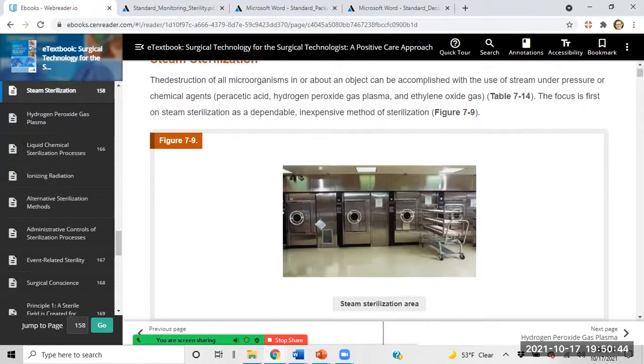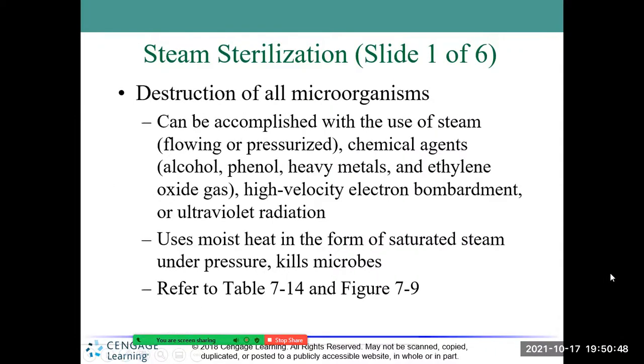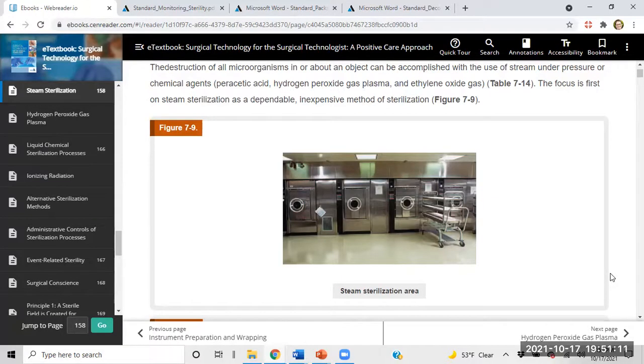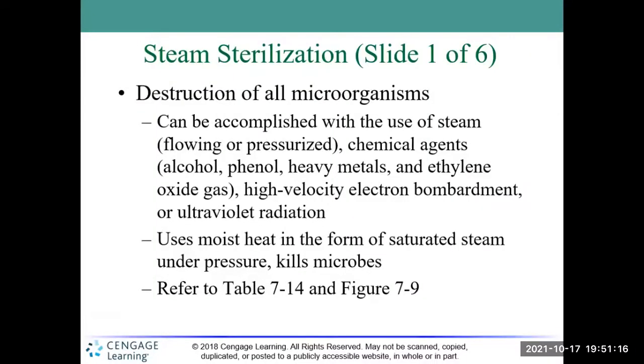Okay, there's a steam sterilization area that you see. Steam is used, of course, with pressure and chemicals to provide the most optimal outcome. Moisture is included as well, because saturated steam, under that pressure, is going to kill those microbes. This is the most effective way to kill the microbes, with that pressurized steam.